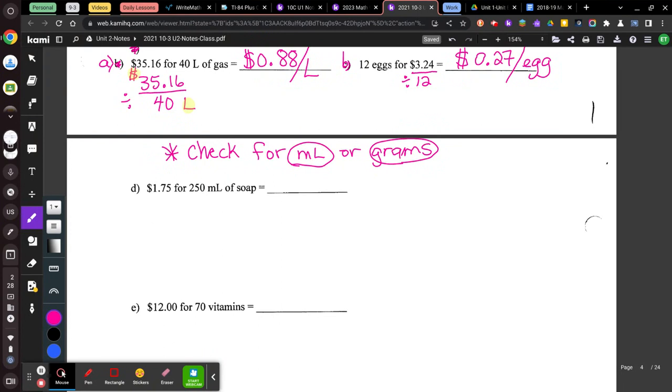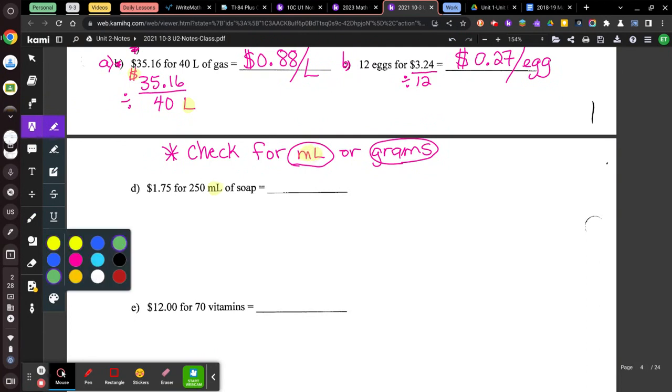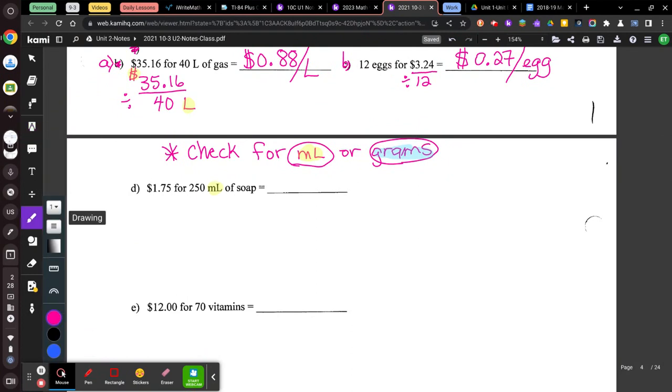So in this question, the first two questions, it was liters. We didn't have milliliters. We didn't have grams. In this one, though, we have milliliters. So we have to look for milliliters or we have to look for grams. So if we see one of those, we now create two fractions. The first fraction, 1.75, the money over the amount. This doesn't change. Okay, so that's our first fraction.